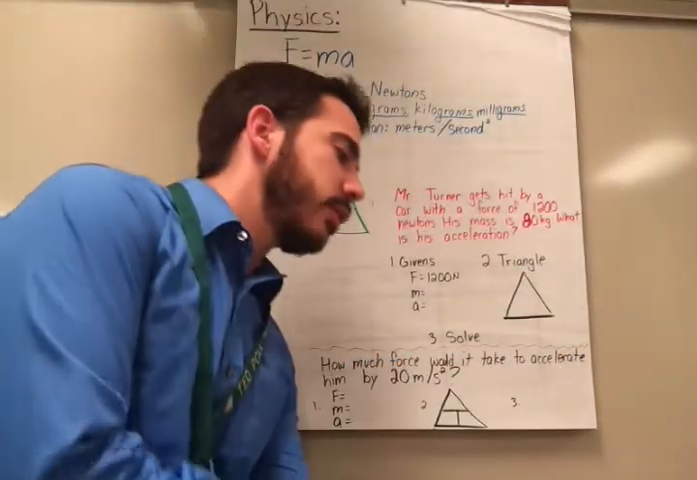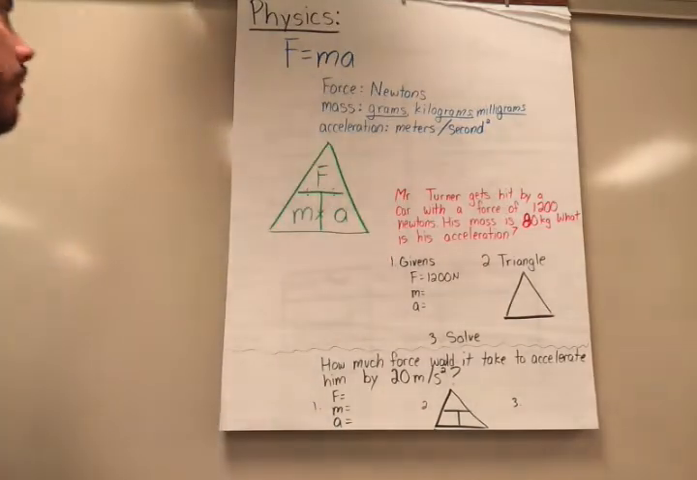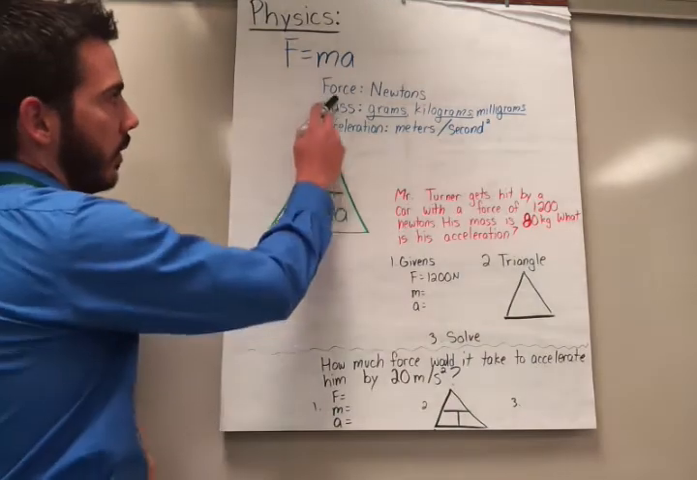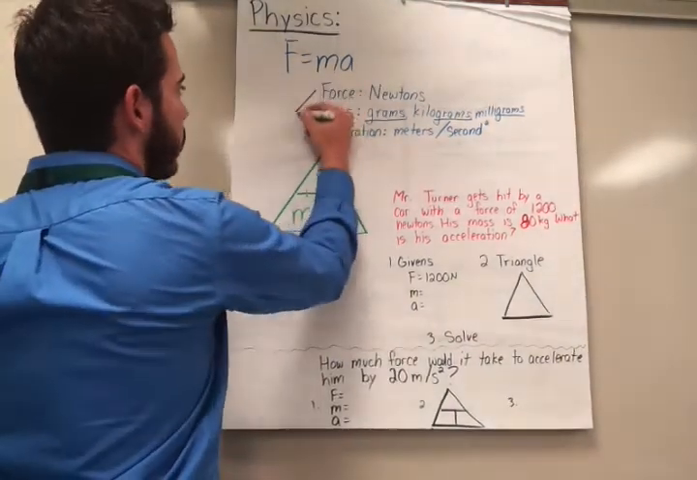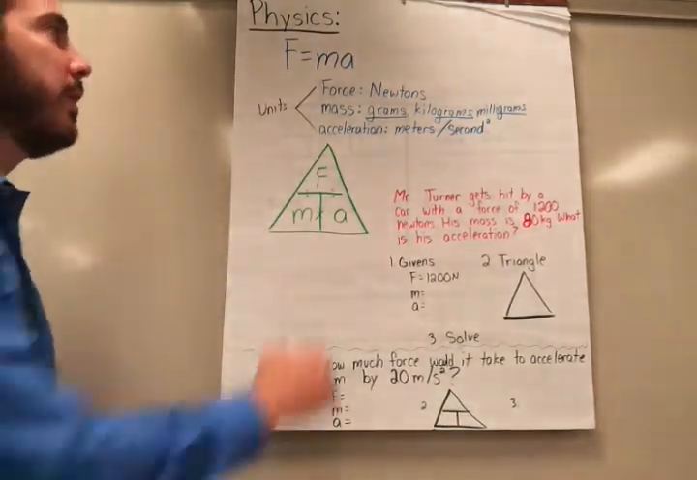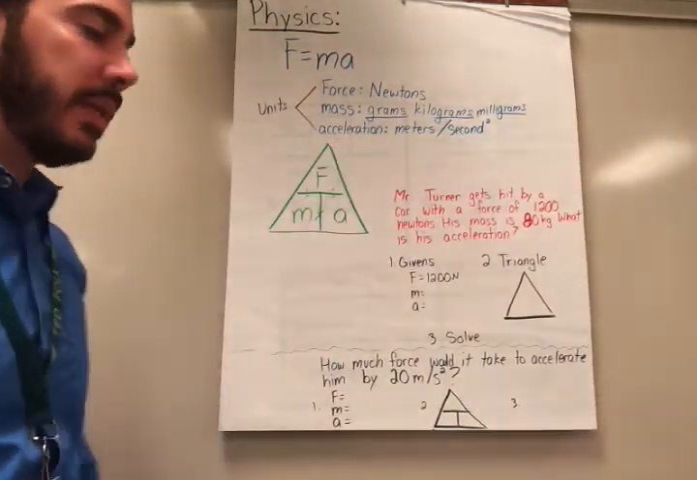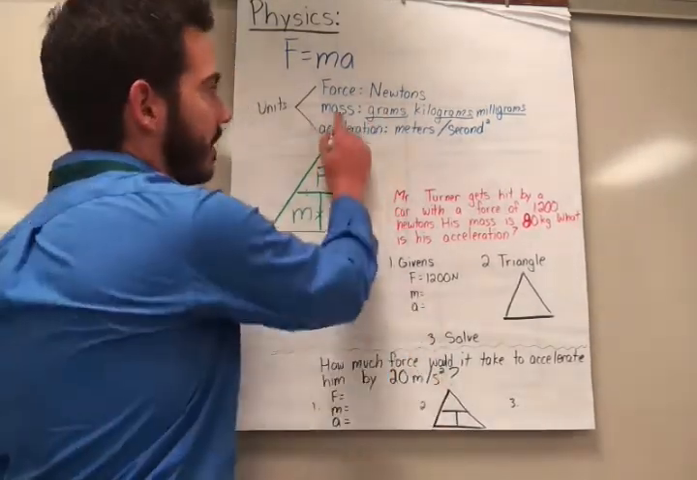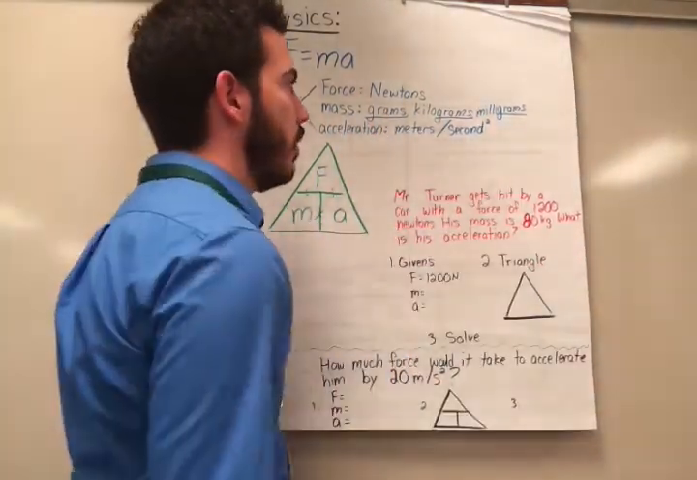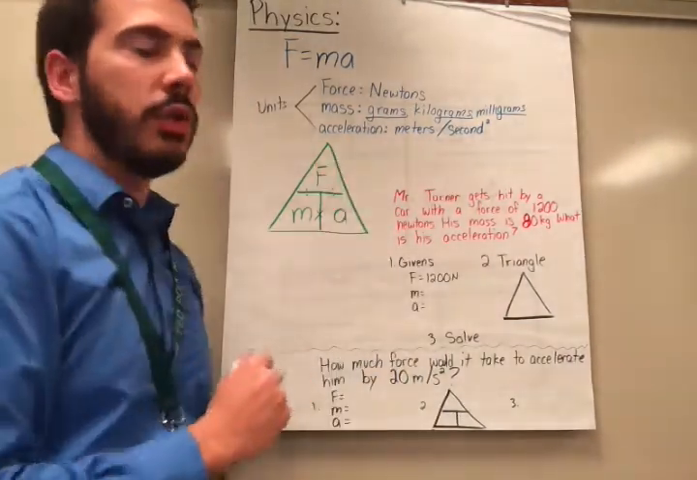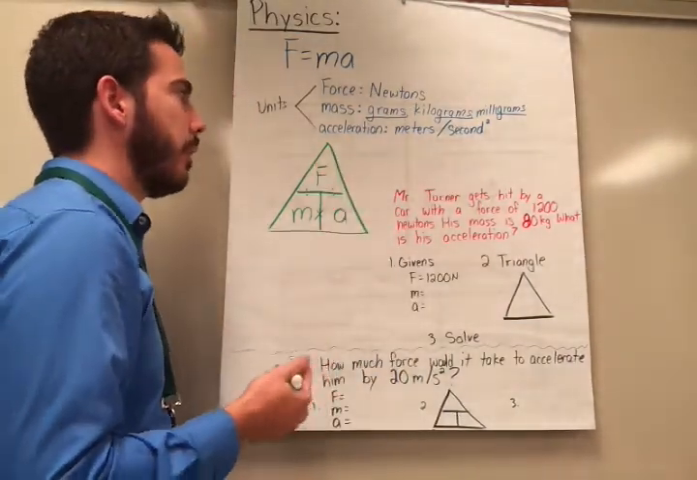The next section I have here is talking about force equals mass times acceleration, just being able to calculate that. As a reminder of units, these are all different types of units. If you see these units in a problem, you should be able to identify which of these pieces of information is given to you. So force is measured in newtons. Mass is measured in grams, kilograms, or milligrams. They all have in common the word grams. And then acceleration is measured in meters per second squared.